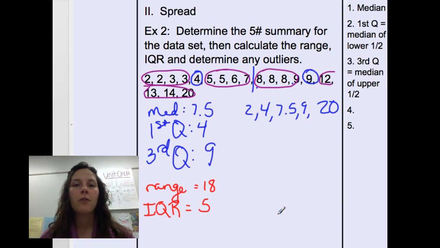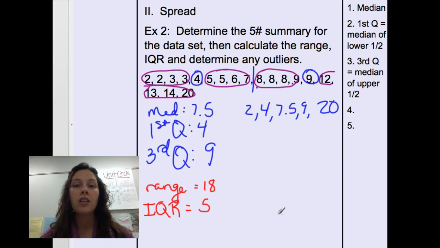What you want to think about for the variability or the spread of the data is that the range should be about twice as big as the IQR, because the IQR is the range of the middle half of the data and the range is the whole data set. So the range includes twice as many data values, so it should be about twice as big. And what that would say is that the spread of the data is consistent through the whole data set.